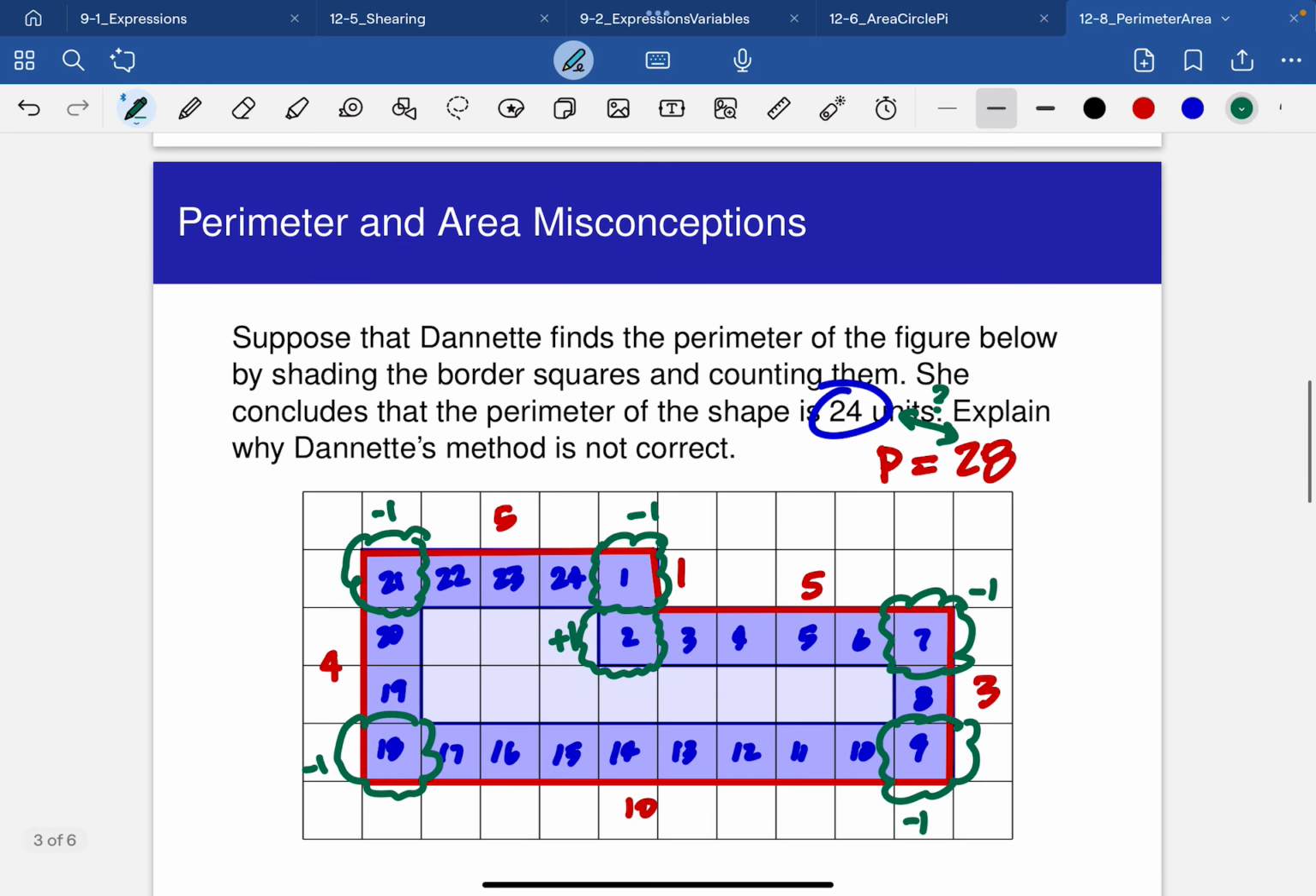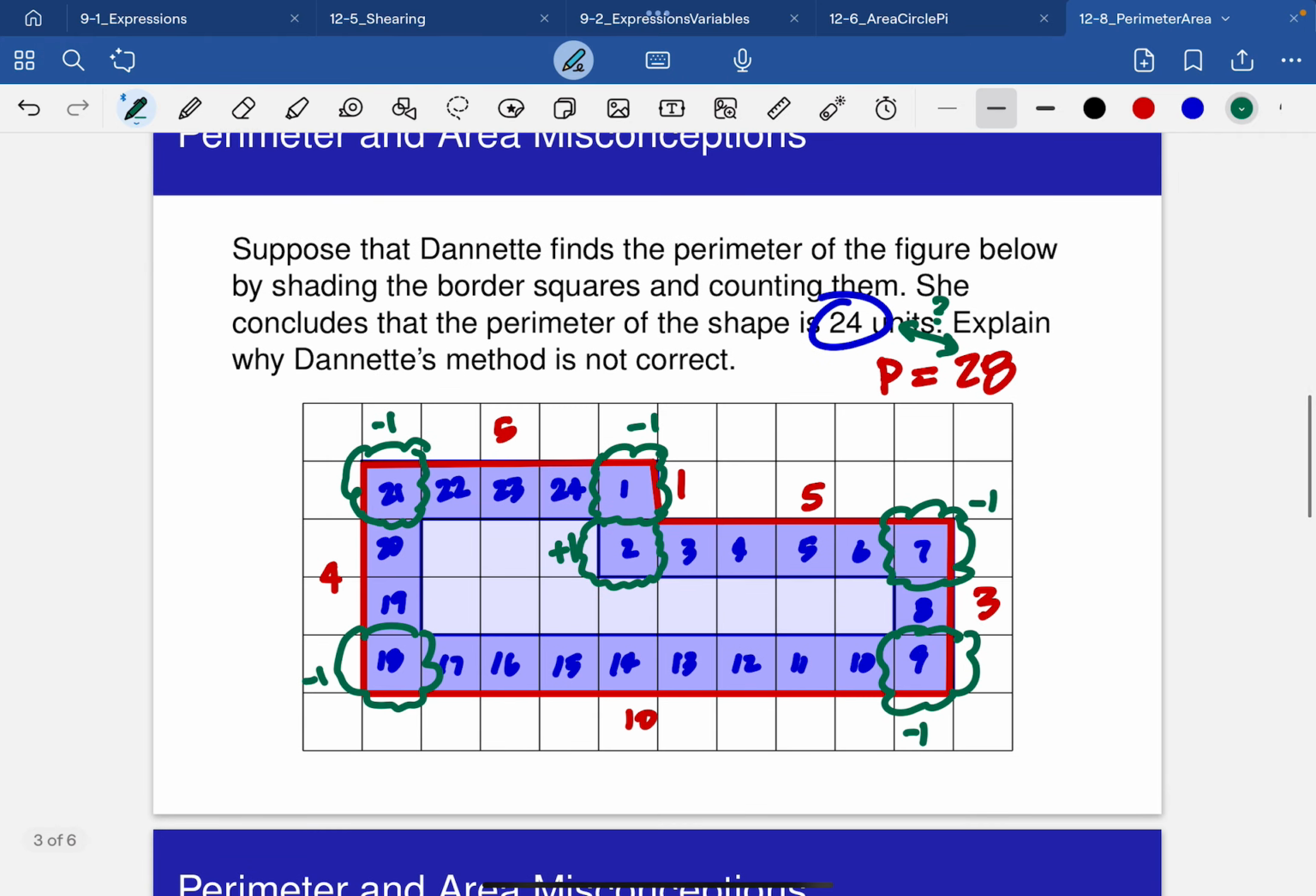And you can see that area is sort of in there, right? Because she's counting unit squares. What she's counted is, in effect, the area of the perimeter border in squares instead of the actual perimeter itself.